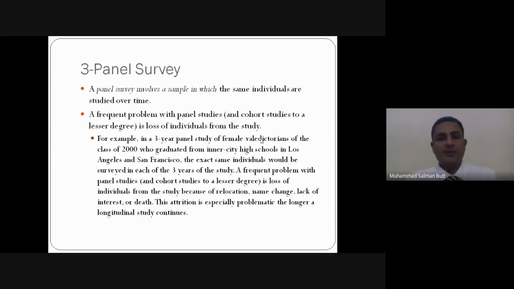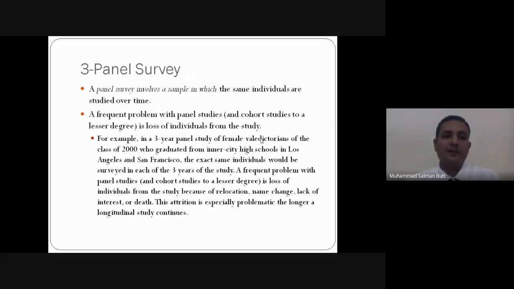The next type of study is the panel survey. A panel survey involves a sample in which the same individuals are studied over time. So you have to select a panel. Just like in the previous studies, we were selecting a sample within the sample itself by randomization. But in this one, once you have selected that sample, you are not allowed to change those samples. So they will be called the panel.